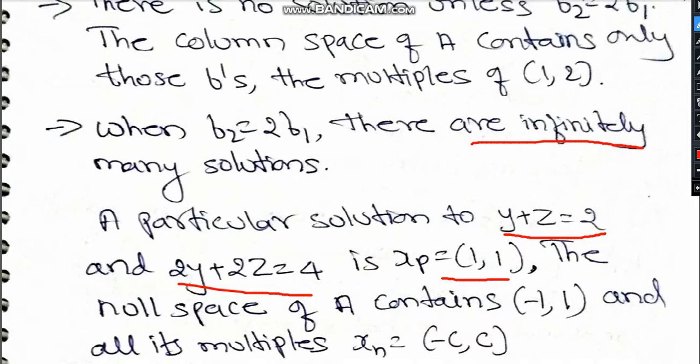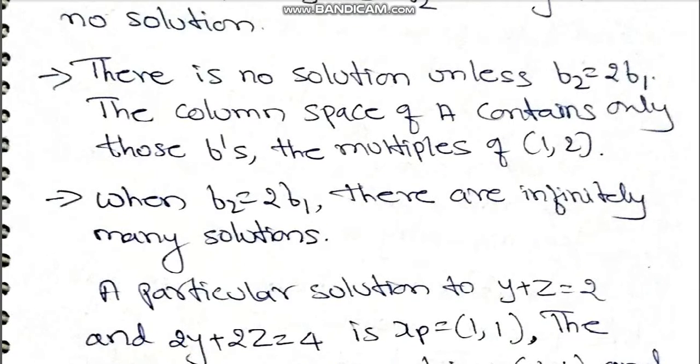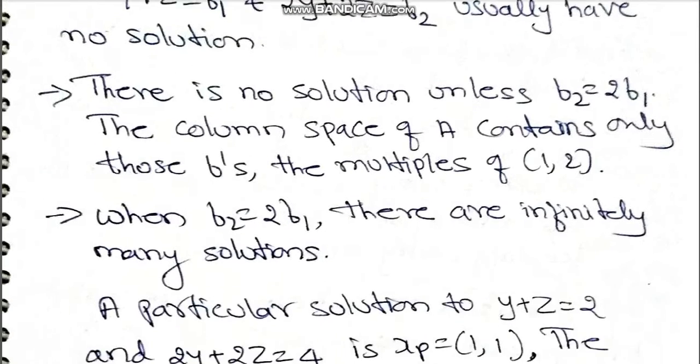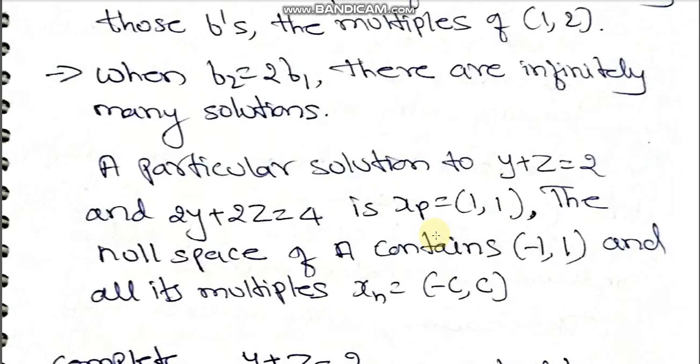Null space is, how do you find the null space? If I restrict this, that is b1 equals 0 and b2 equals 0, what will I be getting? y equals minus z. In both the expressions, I'll get y equals minus z. So if I'm writing the expression, what are the contents of the null space? Minus 1 and 1. y equals minus z, if I write in terms of z.